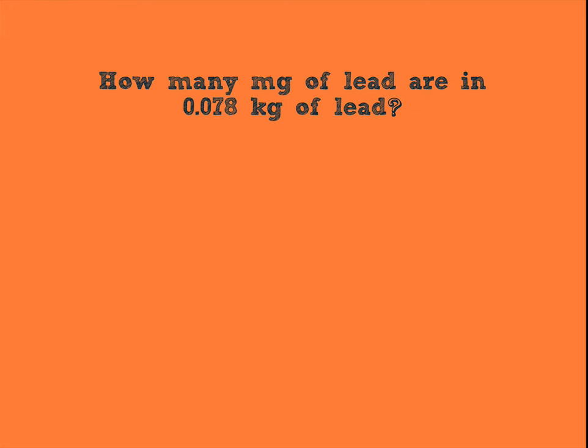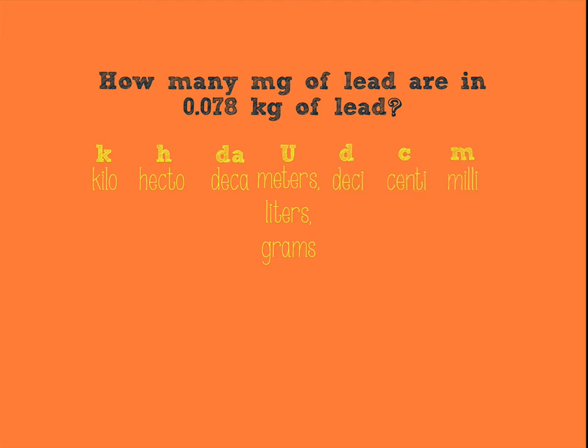First, you need to know your metric prefixes. I use the mnemonic, King Henry died unexpectedly drinking chocolate milk. To remember, kilo, hecto, deca, the unit, meters, liters, or grams, deci, centi, and milli. These decrease by a factor of 10 as you go from left to right.